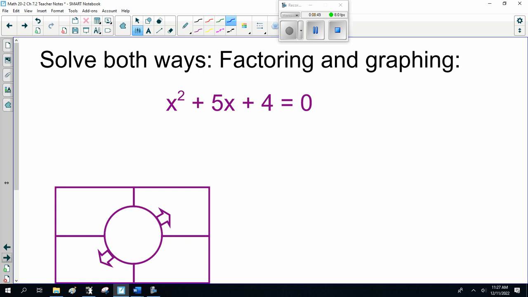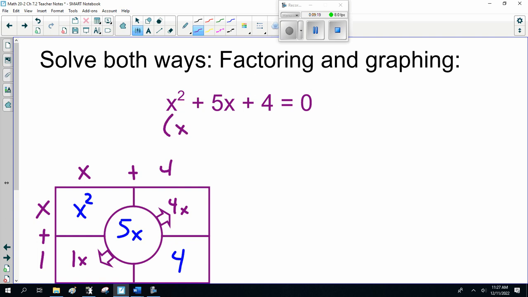So let's do this one quickly. X squared plus 5x plus 4. Solve it by factoring and graphing. The only way to get x squared is x times x. Now, two numbers that add together to be 5 and multiply together to be 4. x plus 4 and x plus 1, I think. So that's 1x, 4x. So yes, this is x plus 4 times x plus 1 is 0.